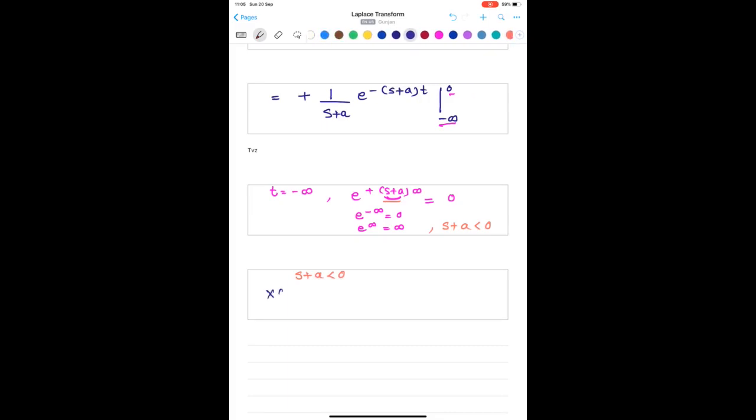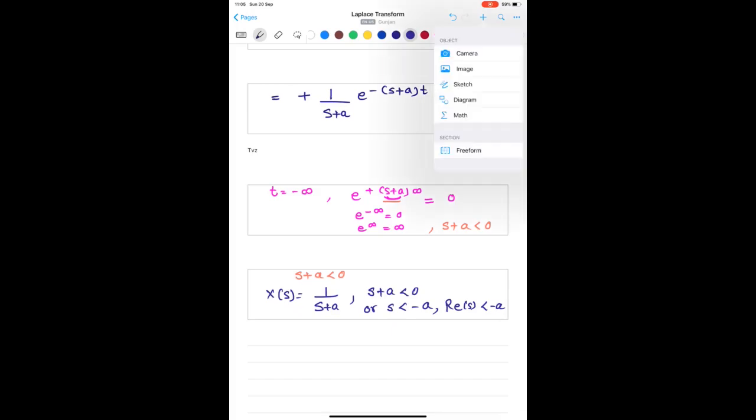So x of s will be equal to, with the condition that, or you can write it s less than minus a, or you can write it real s less than minus a. So any one of these will be used.